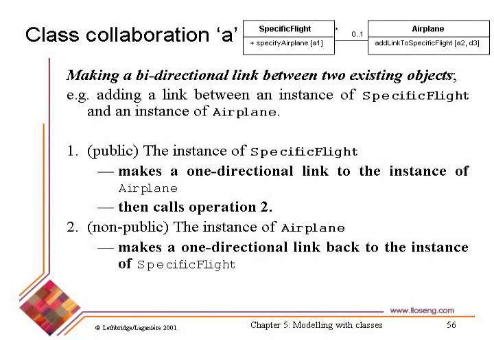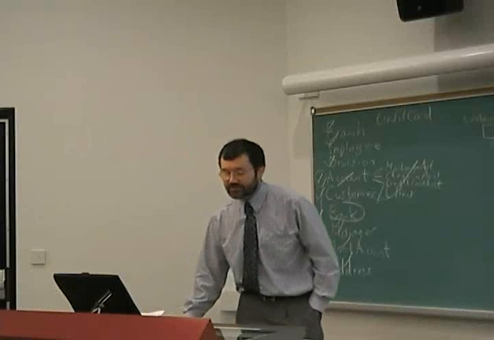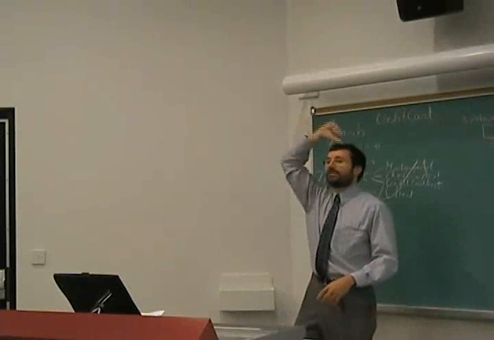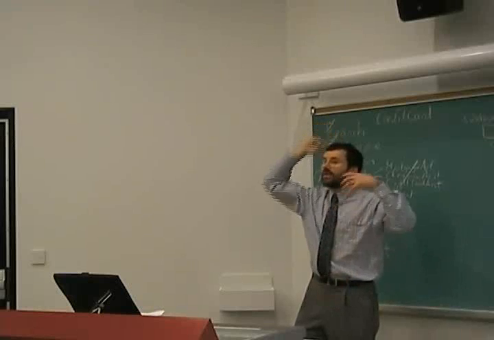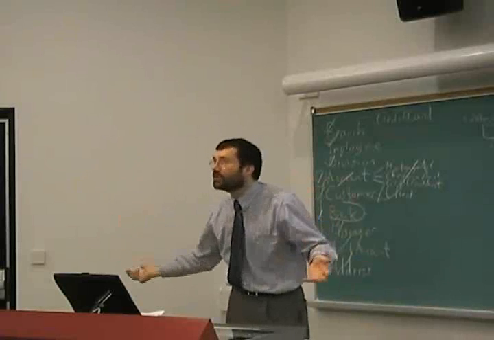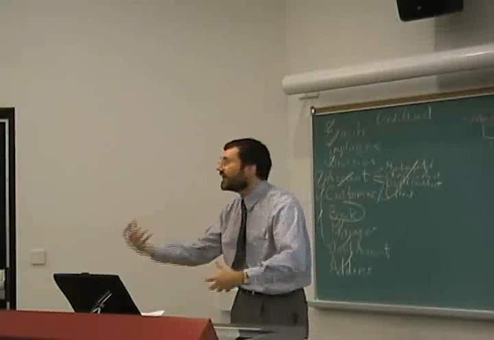Anytime you see a bidirectional association, you're going to have two methods, because each class is going to be responsible for updating its own data. You don't want the specific flight class fiddling directly with the collection of flights stored in airplane. You want the specific flight class to call airplane and say, please add the link back to me. Remember, we don't want to fiddle with data in another class. We want to call methods to do that. It's more flexible. It allows us to later on change the design of the data.